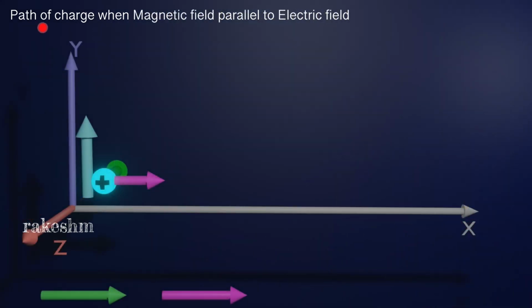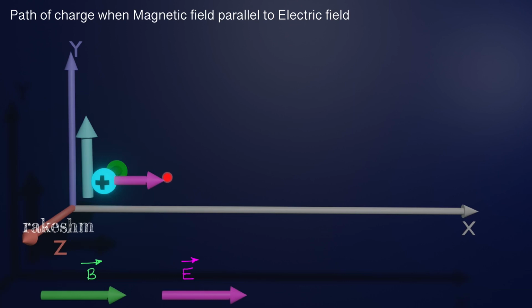Let us now look at the path of a charged particle when both magnetic field and electric field are present and the magnetic field is parallel to the electric field. The electric field vector points in this direction and the magnetic field vector also points in the same direction. The particle is given an initial velocity in the upward direction.